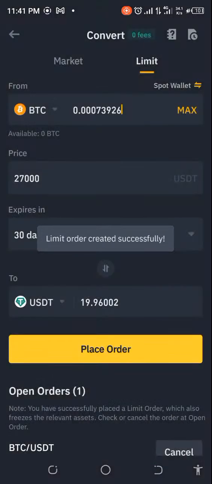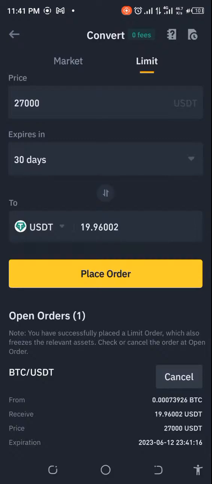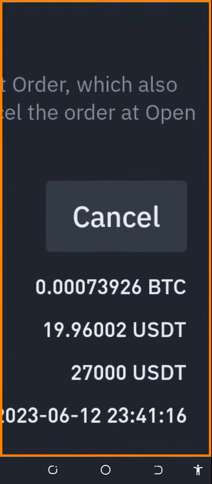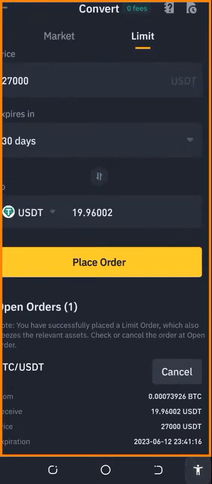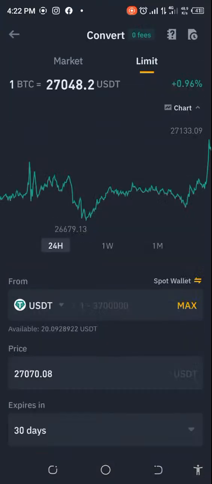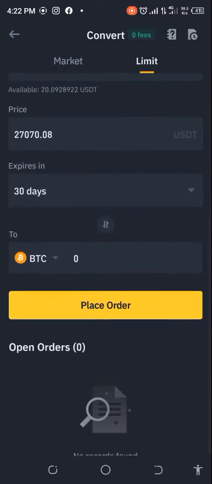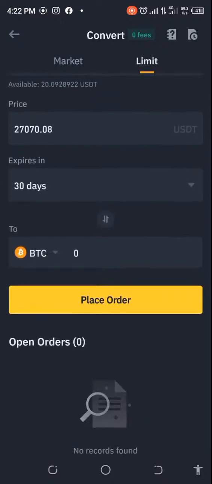So this is supposed to give us 19.96, which is like 10 cents more. Well, let's see how this goes. I'll be back to give you the results. Yes, I'm back, and it has already converted. Okay, yeah. So I guess you're seeing how to do this conversion by limits, right? Because I'm not doing conversion directly, because if you do conversion directly, it's going to give you the market price. Okay, so right now it has hit 27,000 and it's already converted.